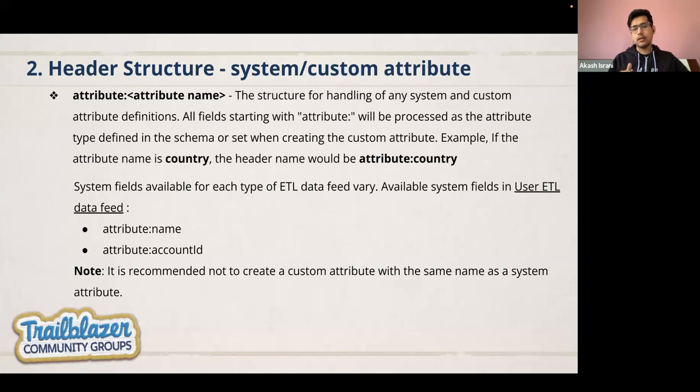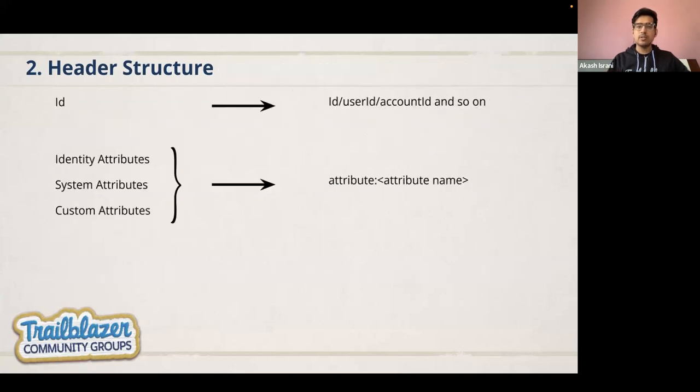All the system fields that you have for each ETL data feed, you can see in the documentation. And depending on your use case, you can either use those system fields or create your own custom attributes within personalization. Just to sum up the header structure: for ID, the format would be either ID, user ID, or account ID, depending on the ETL feed that you use. For identity attributes, which are your unique identifiers, system attributes, which are system defined attributes, and custom attributes that you'll be creating manually, for all three, the format would be attribute colon followed by the attribute name. This is the header name that you need to follow within your file.